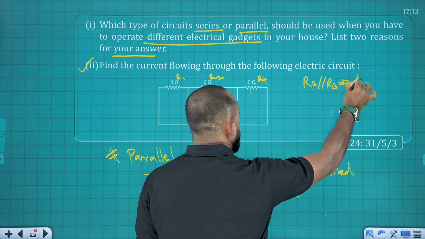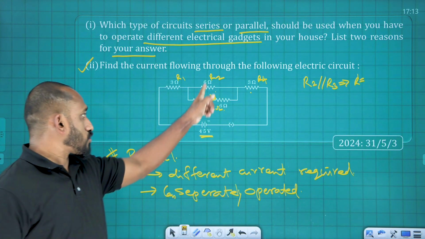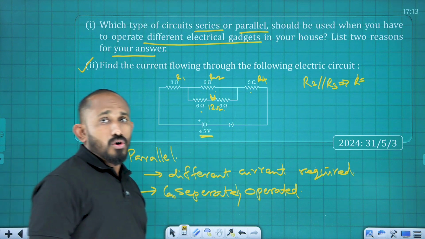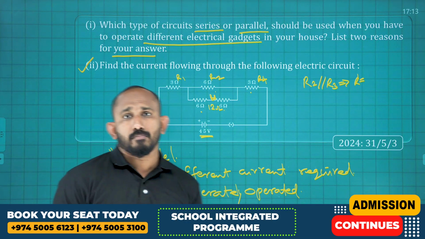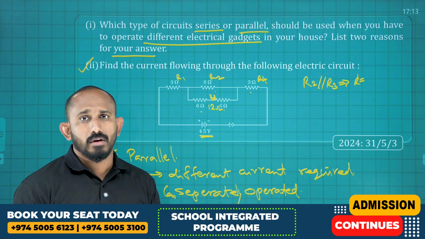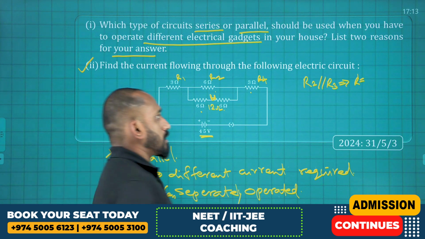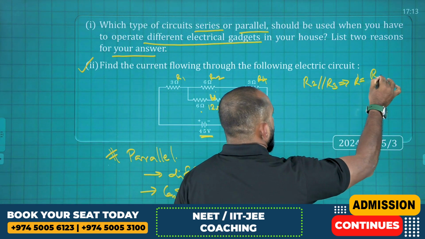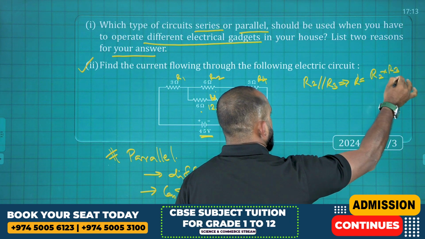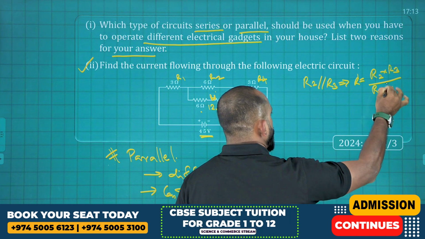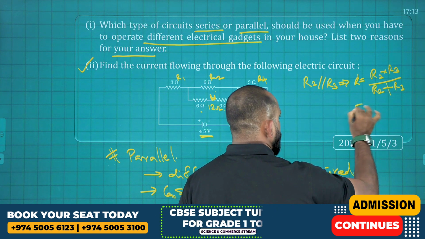You get R dash. How much will it be? This is 6 ohm and this is 12 ohm. So parallel means 1 by Rp is equal to 1 by R1 plus 1 by R2. If you take the LCM and cross multiply, you will get R2 into R3 divided by R2 plus R3. If you do this, you will get the answer directly.